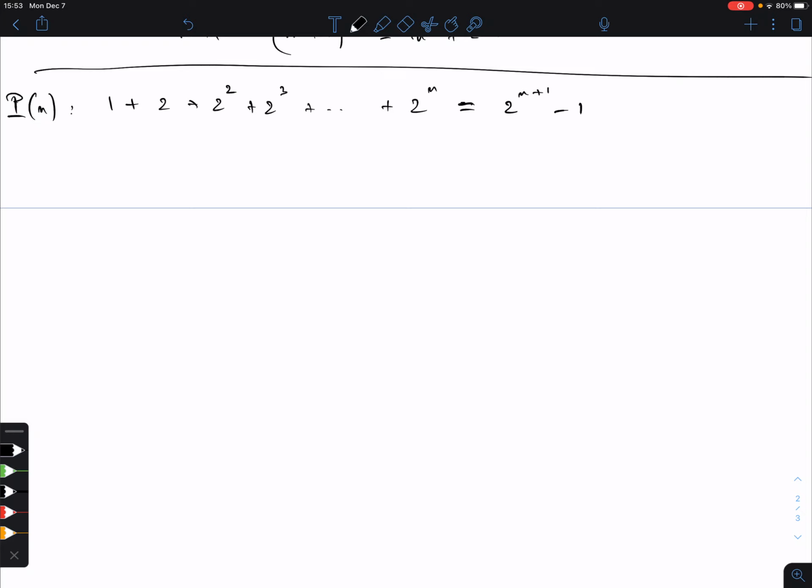Okay, so the proof by induction, I'm going to go a little bit faster now, okay? What is the base step?